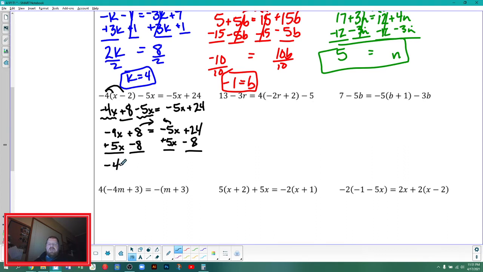Negative 9x plus 5x is negative 4x. 8's cancel. 5x's cancel. And here we get, how about 16?